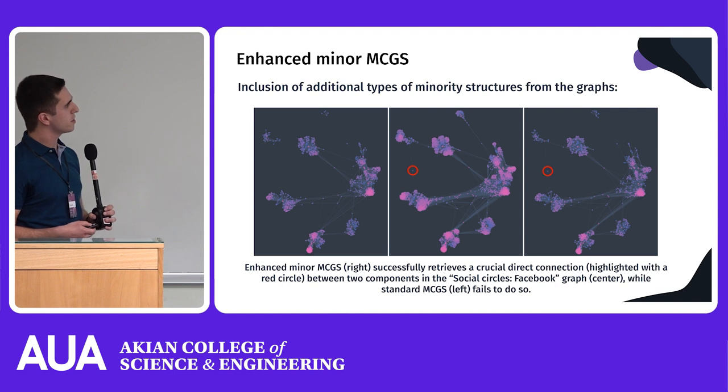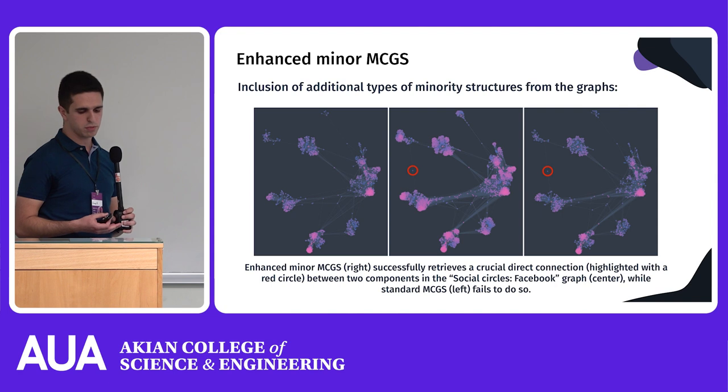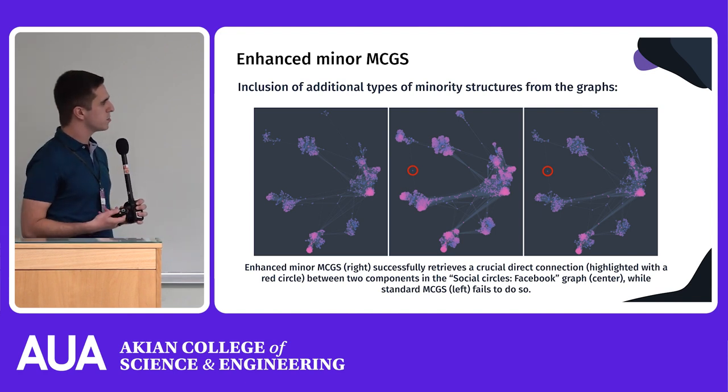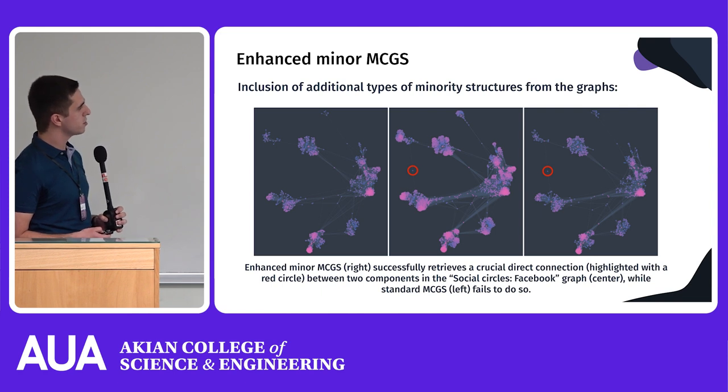The next one is enhanced minor MCGS. Here we try to change the minority selection process. We said that after selecting the four main types, we still might have important minority structures. So what we did, in fact, when observing our graphs, for example, here we see the graph of Facebook people connected with one another. Here we can see a bridge-like structure with this single node between two largely connected components. And we can see that the regular MCGS is missing this bridge. Okay, so this bridge does not exist here.